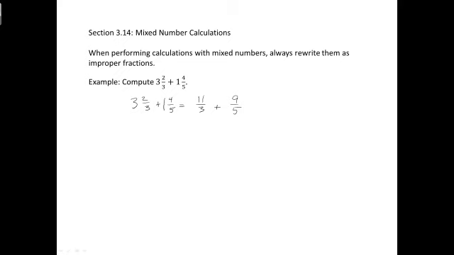Now that we have these written as improper fractions, we can go through the same process of adding fractions as we've done many times before. The common denominator is 15, so we look at the denominator. 3 times what is 15? 3 times 5 is 15. Over here, 5 times 3 gives us 15, so we multiply top and bottom by 3. 55 over 15 plus 27 over 15, which is 82 over 15.